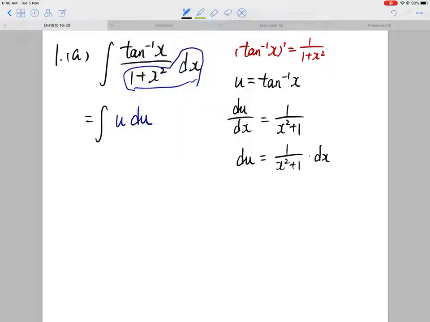Right. So in this case, my integration will be half u squared. Okay, don't forget about the constant, plus c. And the last step is just sub x back here. Okay, it's half tangent inverse x squared plus c. Okay.